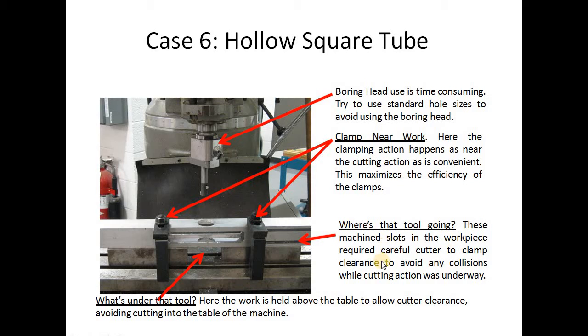These machine slots in the workpiece require careful cutter clamping, because look at this, these are the slots in the workpiece. So you have to take careful action. To avoid collision where cutting action is underway, the work is held above the table. Look at this, the workpiece is held above the table to allow the cutter clearance. This is the cutter clearance. So avoid cutting into the table of the machine. This is another technique of work holding devices.